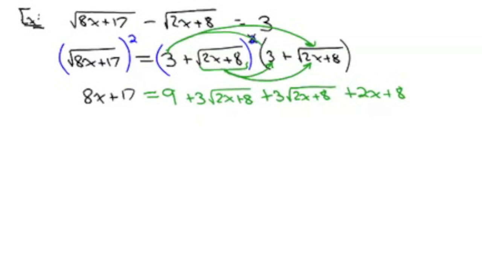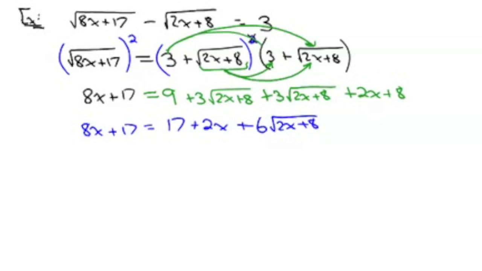Ooh, that's horrid. Now what? Combine like terms. Anytime you do the distributive property, your next step better be combine like terms. So 8x plus 17 over here equals 17. I'm going to put the 2x first, plus 6 square roots of 2x plus 8. Yay! It looks a little bit better. Now what?